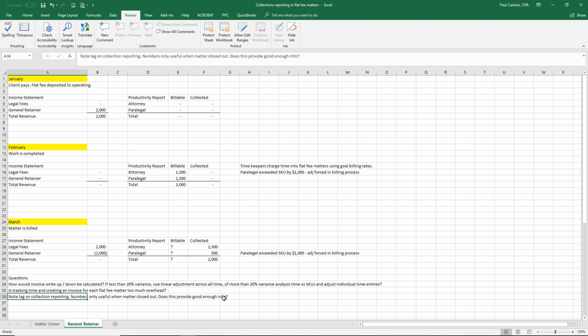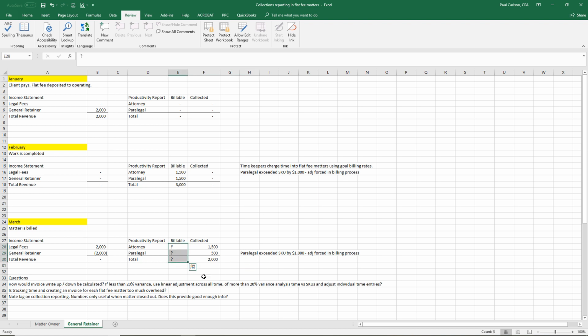And so with the lag, does this provide good enough information? If I had a firm that was doing flat fees and I got this number 3 months late, I think that'd be a tremendous level of feedback compared to now where there's no accurate or any sort of collections reporting.